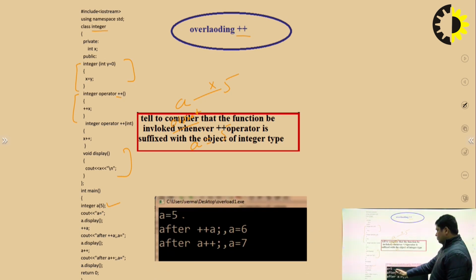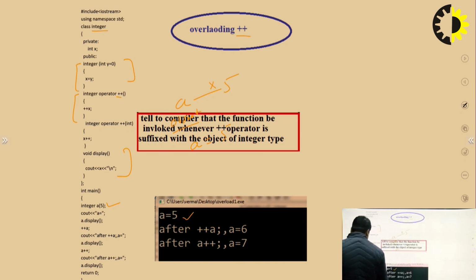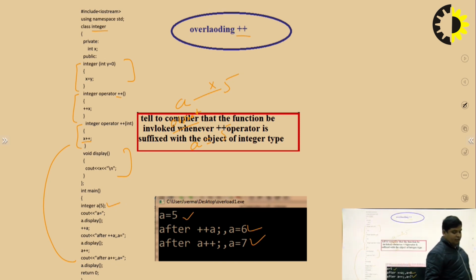This is the output. Then after, you will see a plus plus, and after again a dot display will be executed, the value becomes 6. Then after a plus plus and a dot display, again the value will be 7. We are writing the operator overloading. So this is the basic concept of how we overload the plus plus operator.